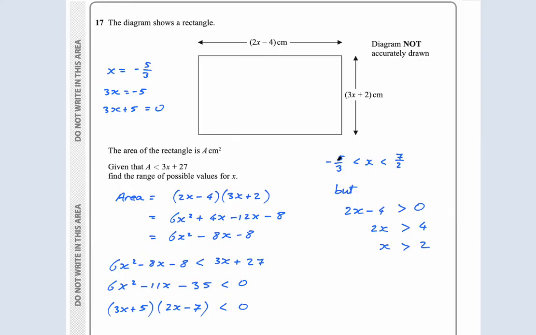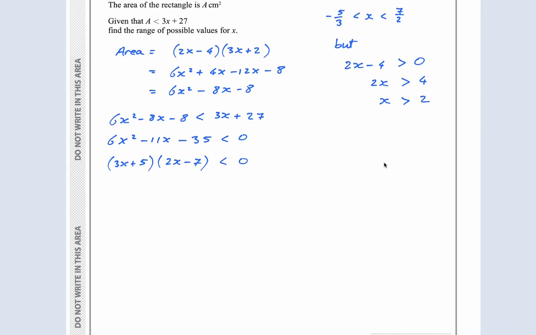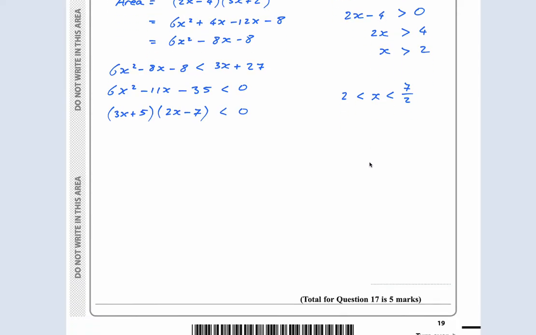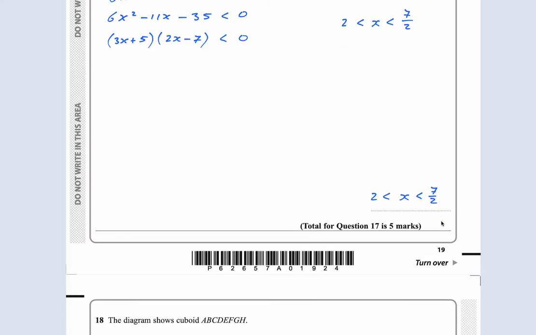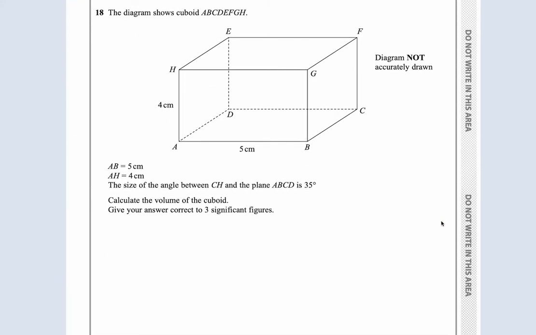Instead of x being between this and this, x has to now be bigger than 2 and less than 7 over 2. Hence, I'm going to write x bigger than 2 and less than 7 over 2. So I'm going to keep this 7 over 2, but this doesn't matter anymore because x has to be bigger than 2. Hence, this is the answer. Greater than 2, less than 7 over 2. Next question, question 18. Cuboid.